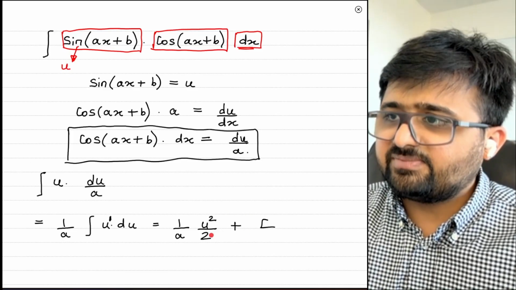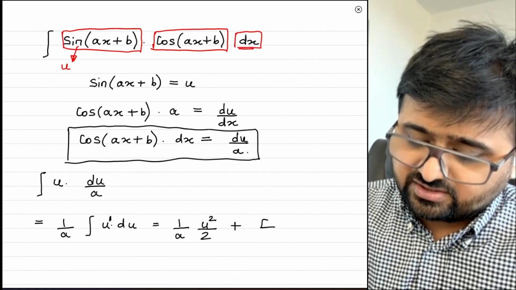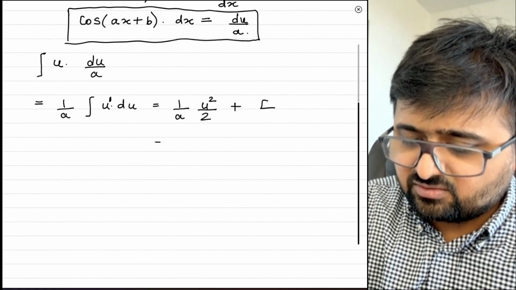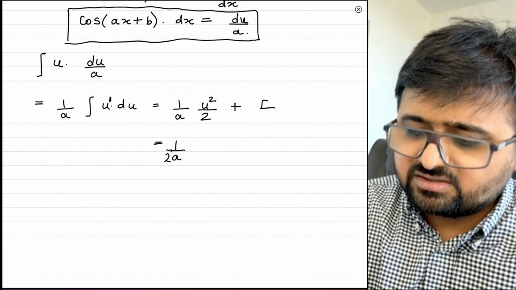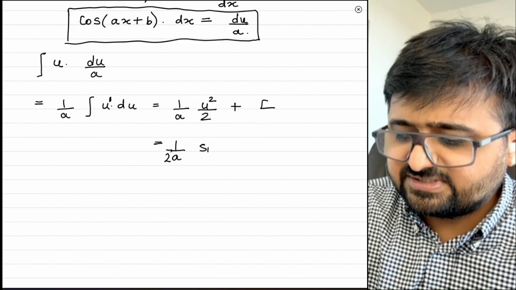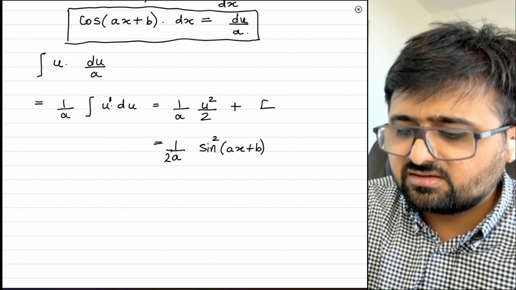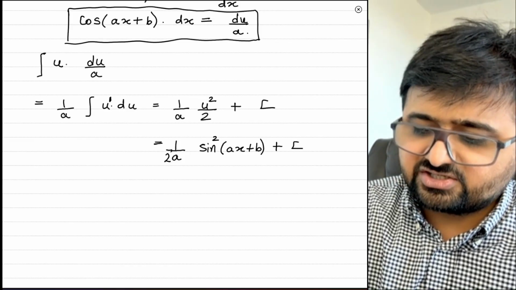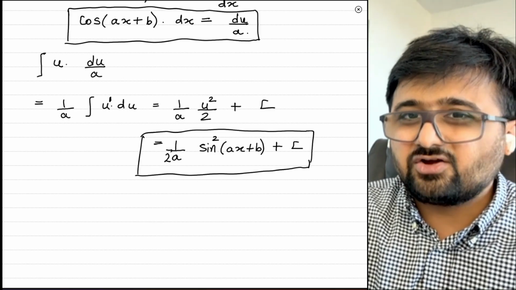Now you can convert it back to the x world. We know u is nothing but sine ax plus b. So here you will get 1 over a, actually 1 over 2a you can write, and u is sine ax plus b. So this will become sine square ax plus b, plus constant of integration c. And this is nothing but your final result. I hope that makes sense.